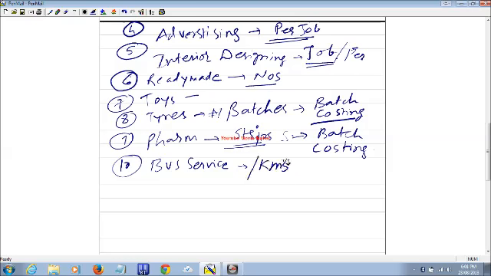Or you can have a bus service also. Now, a bus service, which can be a straight transport service, or different kinds of buses which are running here, they charge as per the kilometers.